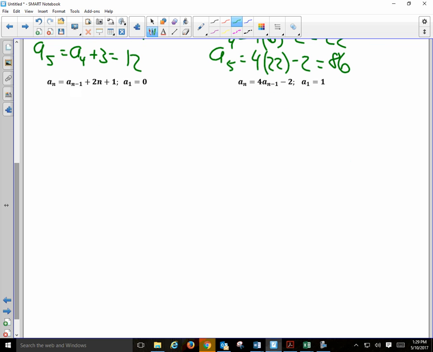But look at this one. A sub n minus 1 plus 2n plus 1. Start with a sub 1 is equal to 0. How do I find a sub 2? Zero, because that's a sub 1 plus 2 times, what is n in this problem right now? It's 2. N is 2. I'm finding the second term.